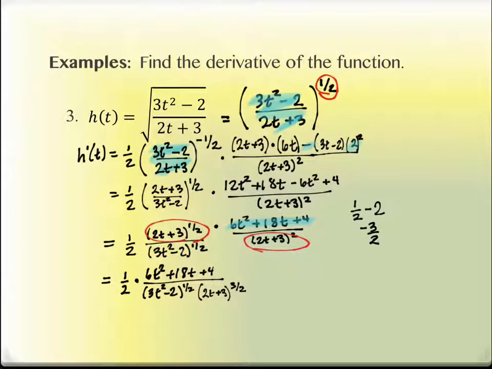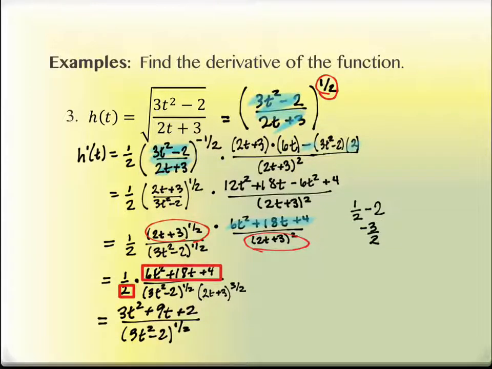There we go. I don't think that's where that squared goes. Where did that square go? Here? There. Okay. So this one with each of those will reduce by a factor of 2. So now I have 3t squared plus 9t plus 2 over 3t squared minus 2 to the 1/2 times 2t plus 3 to the 3/2.